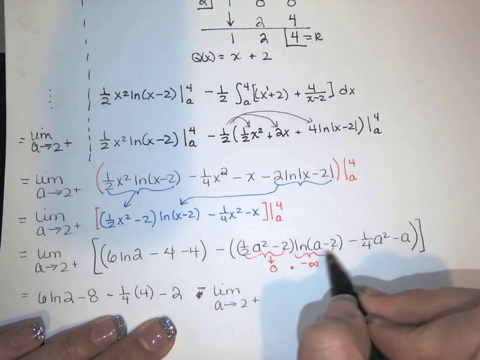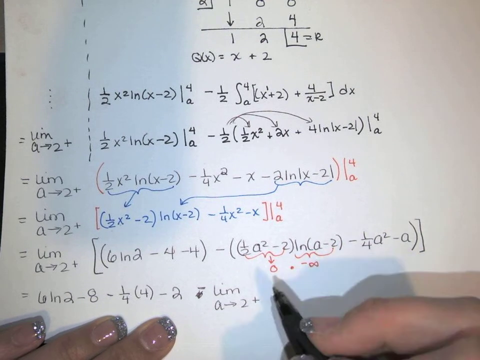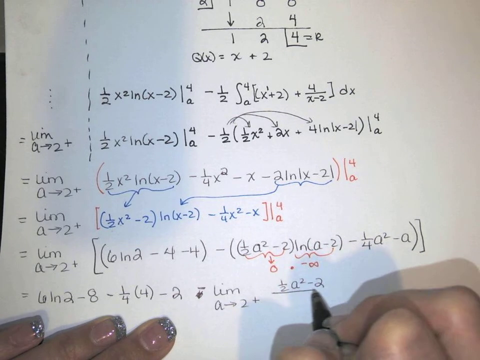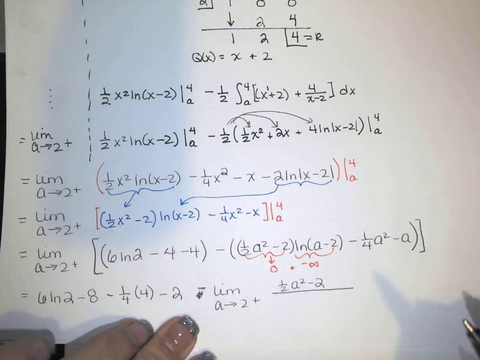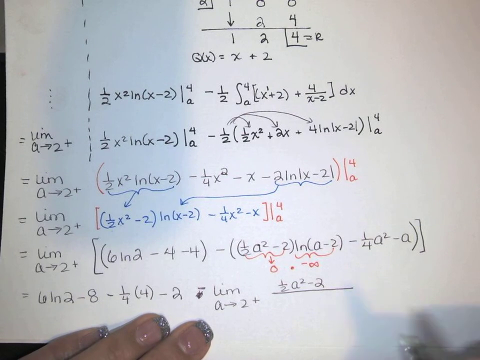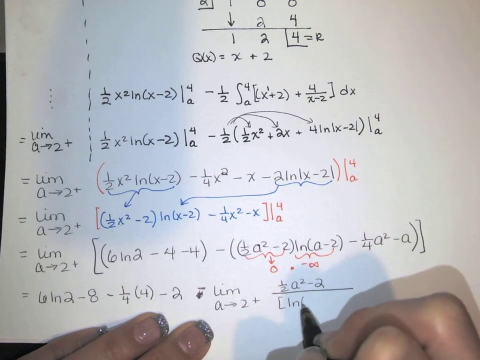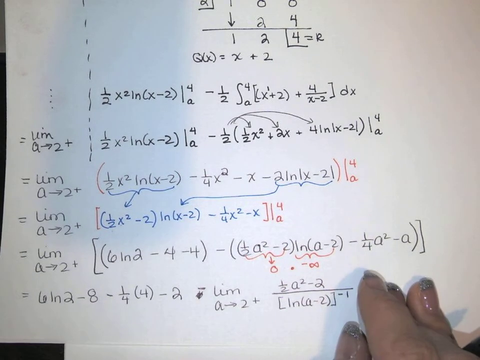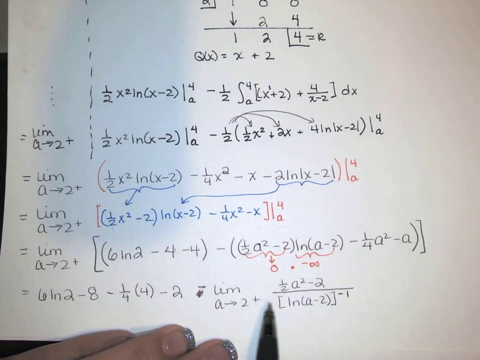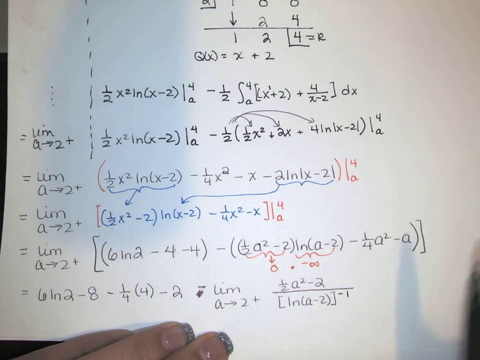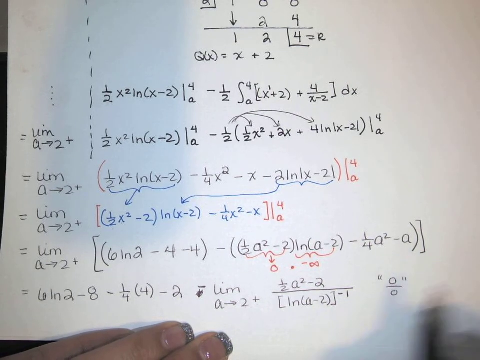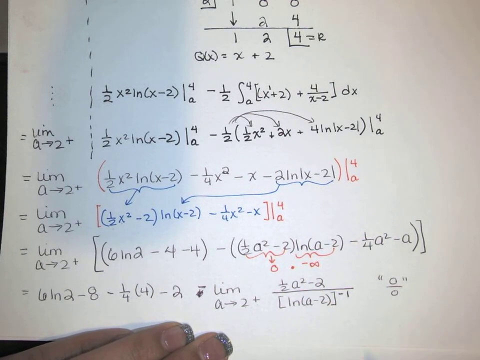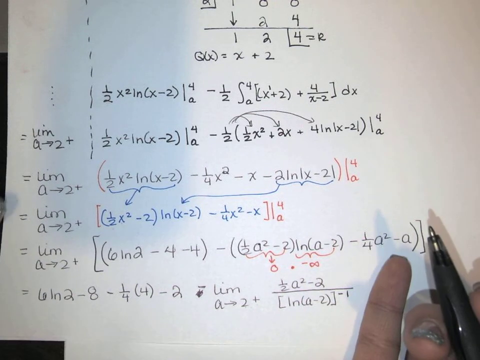I think I'm going to choose to put my natural log in the denominator. I know it looks kind of bad, but I think that's ultimately going to make it simpler. So this is natural log of a minus 2, and it's raised to the negative first power. All right. Now, as a approaches 2 from the right, the numerator approaches 0. And this is 1 over something that's going to negative infinity. So 1 over something really large is something really small. So it's a 0 over 0 indeterminate form again.